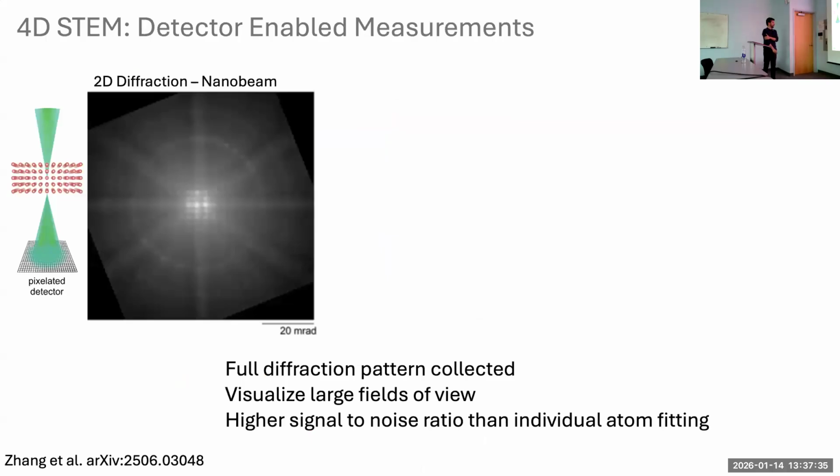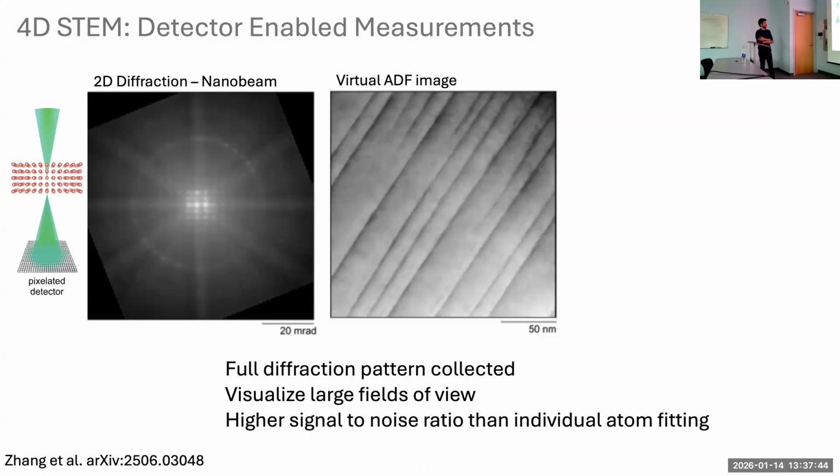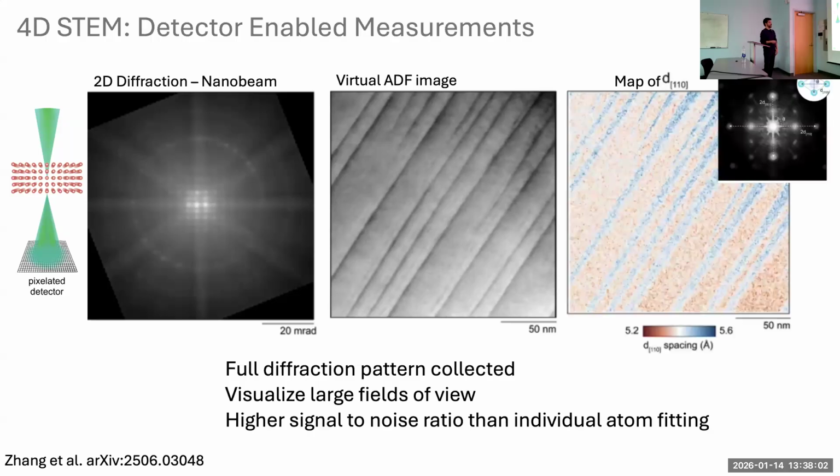So this is one example of a diffraction pattern taken by my group. And from these, now I have a diffraction pattern for each scan position, and I can begin to reconstruct new imaging modes ad hoc, so after the fact. So I can integrate, I can take differences, and in this case, I'm just integrating a ring to form a virtual dark field image, but I can also measure the spacing in between the diffraction spots and map the strain.